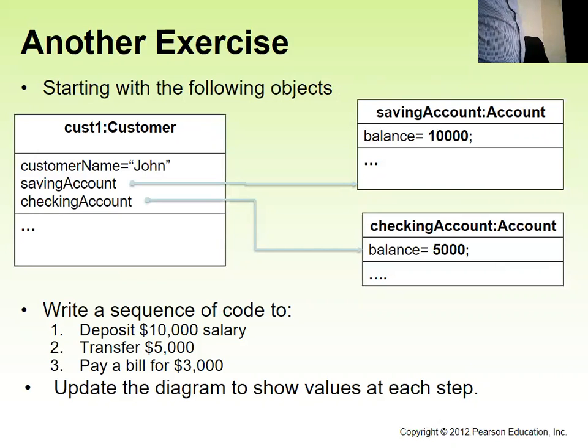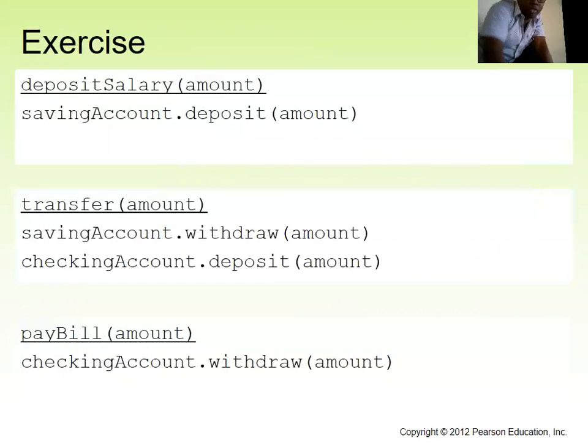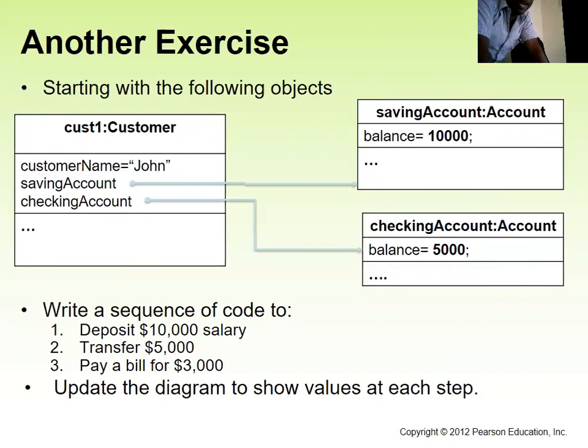So what do we need to do first? We need to deposit $10,000 salary, right? Into savings account. Then we transfer $5,000, right? Based on what we define transfer to be here. So we're taking from saving account, we're withdrawing from saving account, and we deposit to checking account. And then we need to pay a bill, right? Everybody with me? Yeah? What should that look like?